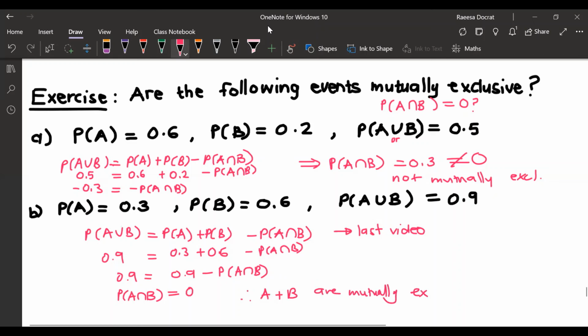So if we would like to test if something is mutually exclusive, we want to test whether the probability of A and B is 0 or not, because that will help us tell if it's mutually exclusive. If there's an intersection, then it cannot be mutually exclusive, because it means those two events can happen at the same time. But if there's no intersection, it means that they are mutually exclusive, because those two events cannot happen at the same time.